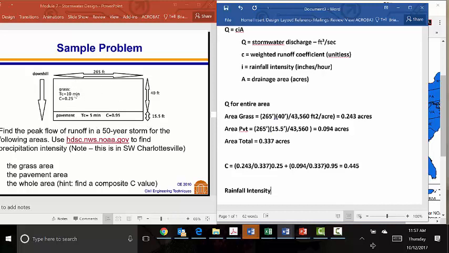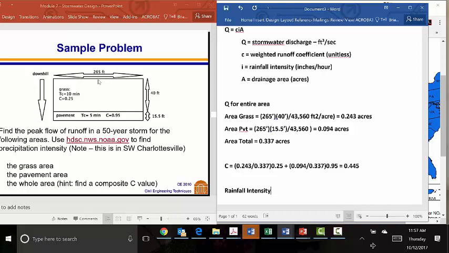Time of concentration for the grassy area is 10 minutes. Based on different techniques you can use to estimate this, someone has estimated that it takes about 10 minutes for water from here to flow all the way down here to the end of the site. In other words, that's the time it takes for this to be fully involved.